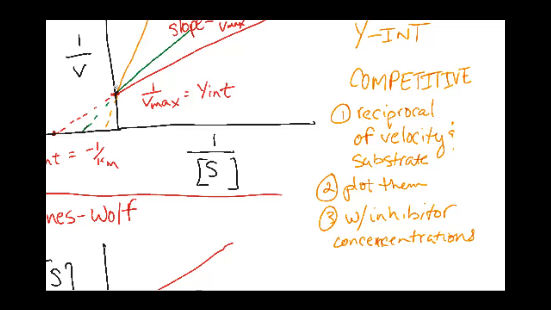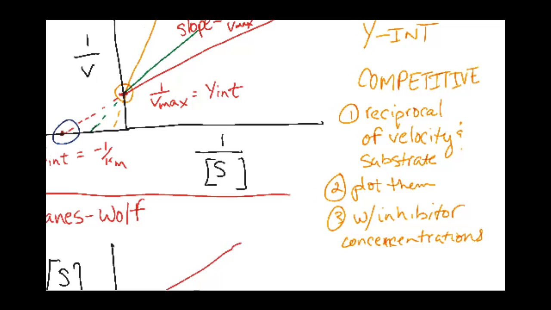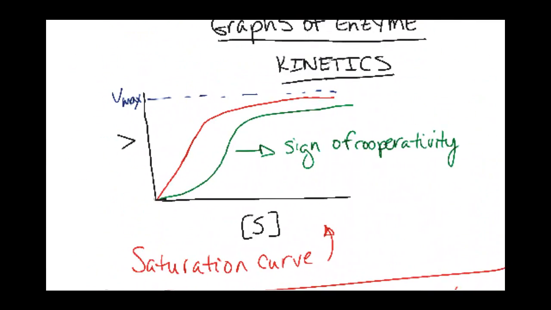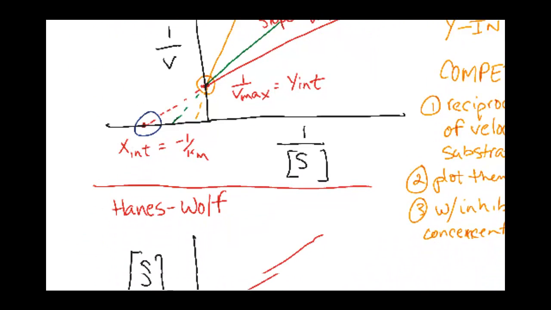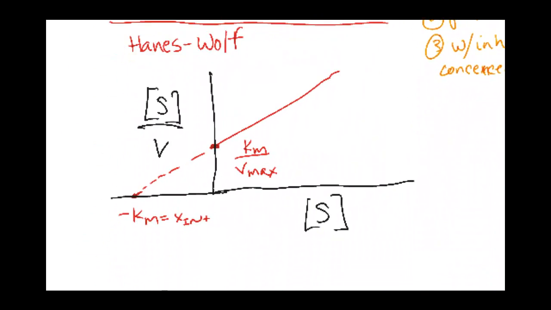Some might have the same y-intercept like we do here. Others might have the same x-intercept, and those would be characteristic of a different mode of inhibition. Okay, but inhibition is not the topic here. It was the graphs, and I have covered that. So make sure you know the differences between a saturation curve, Lineweaver-Burke plot, and Hanes-Woolf plot.